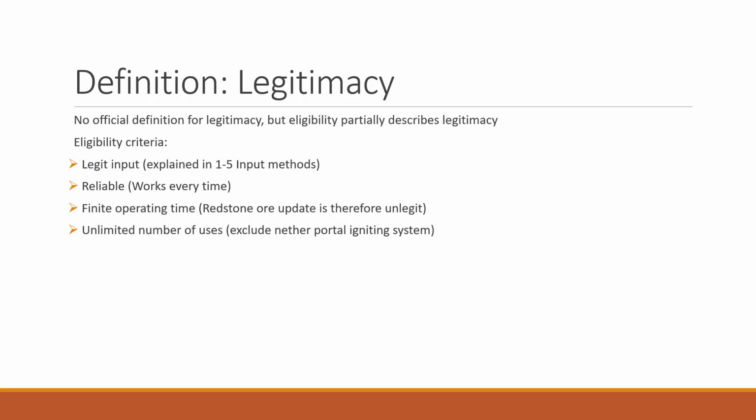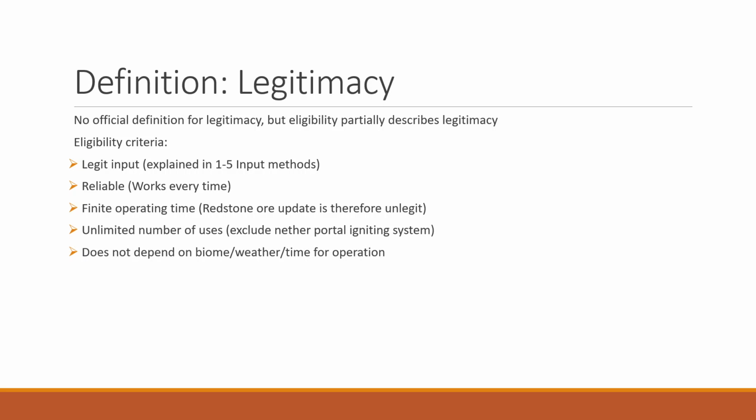The next thing is that it should have an unlimited number of uses. You cannot have a contraption that only works one time or several times and then doesn't work. This would be unlegit. However, this excludes the Nether Portal igniting system, because we know that it would always use up the durability of a flint and steel, or use up fire charges, which will always have a finite number of uses. So this is excluded.